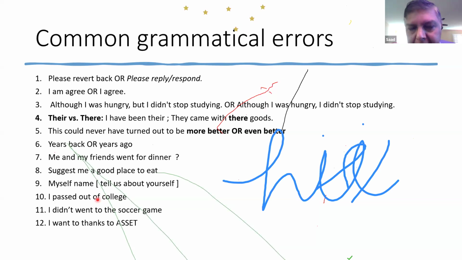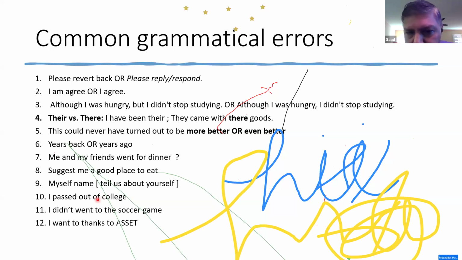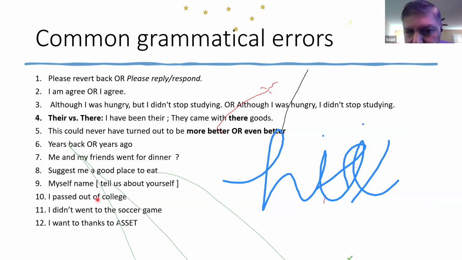Passed out means, in America, if you tell anybody that you passed out of college, he will start laughing, because passed out means you fainted. You basically lost consciousness. You're now unconscious. You fainted. So you never use this for college.